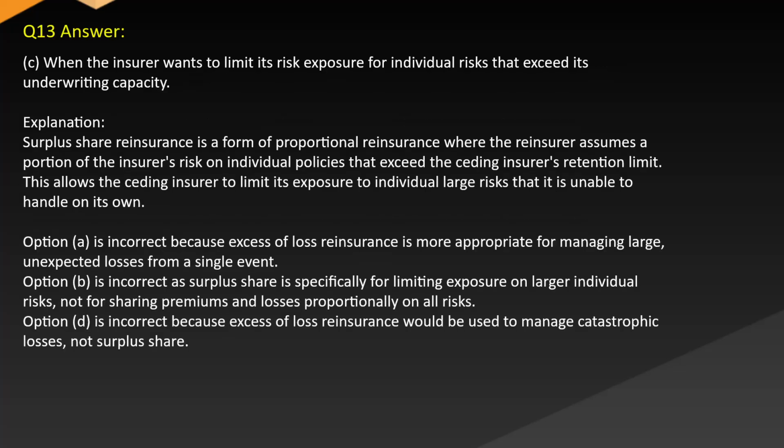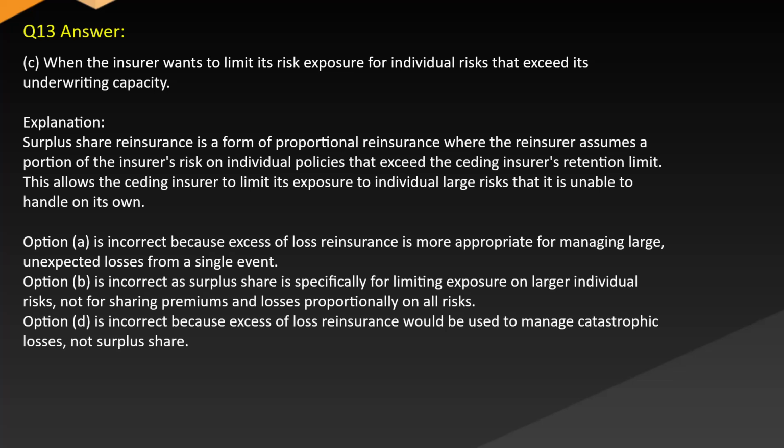Answer: C. When the insurer wants to limit its risk exposure for individual risks that exceed its underwriting capacity. Explanation: surplus share reinsurance is a form of proportional reinsurance where the reinsurer assumes a portion of the insurer's risk on individual policies that exceed the ceding insurer's retention limit. This allows the ceding insurer to limit its exposure to individual large risks that it is unable to handle on its own.